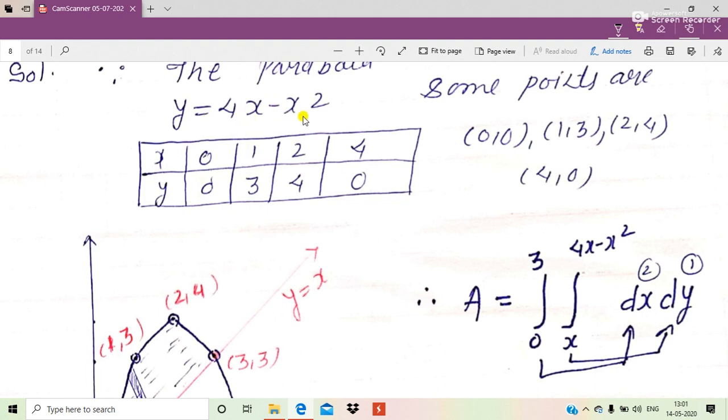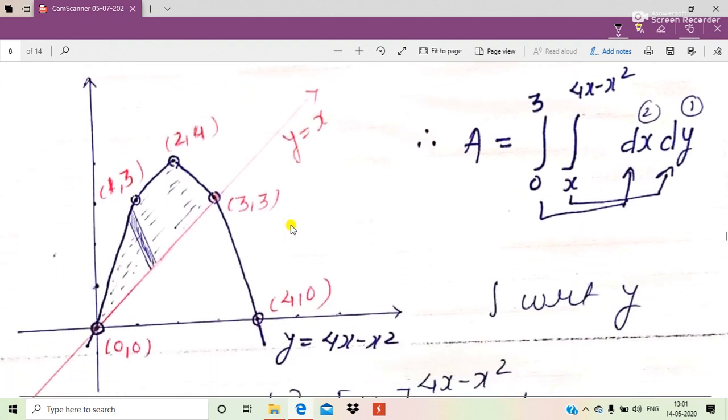When x is 1, we can easily find the value of y as 3. When x is 2, y will be 4, and when x is 4, we can see y will be 0. So we have 4 points of the curve as (0, 0), (1, 3), (2, 4) and (4, 0). So let's trace these points and join them together.